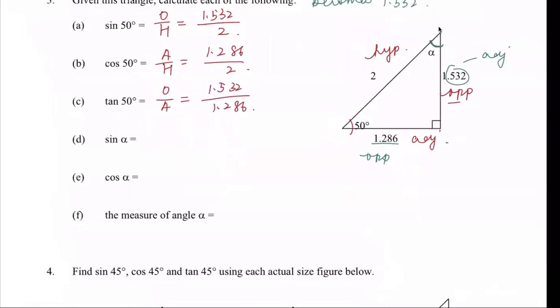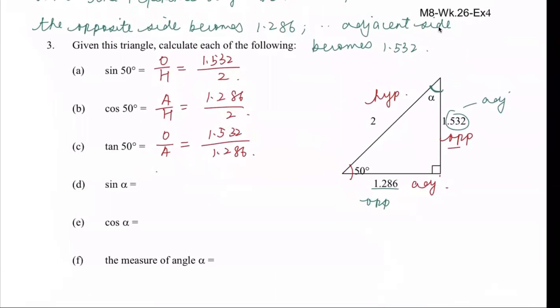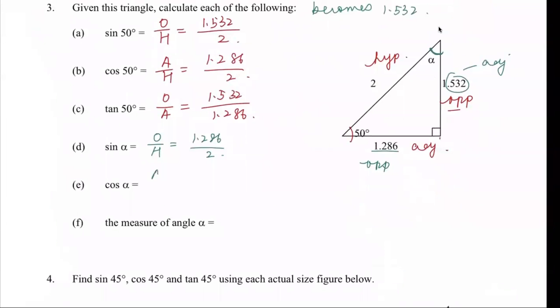Okay, so sine alpha is equal to opposite side over hypotenuse, which is equal to 1.286 over 2. The hypotenuse doesn't change in a right triangle, right? Because the hypotenuse is the longest side of the triangle, and that side doesn't change. Cos alpha is equal to A over H. So A is equal to 1.532, and the hypotenuse is equal to 2, right?